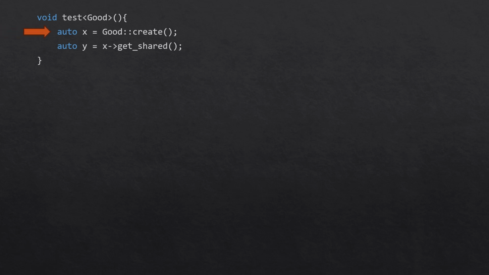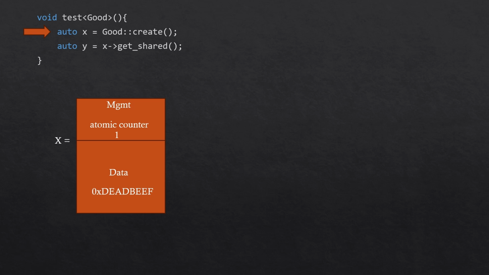In the first line, good create, nothing special happens. We are still creating a new shared pointer. This shared pointer creates a data area that points to that buffer. And we have a management area with an atomic counter that equals 1.